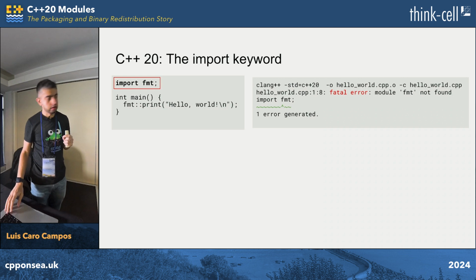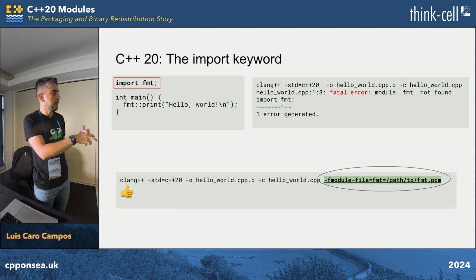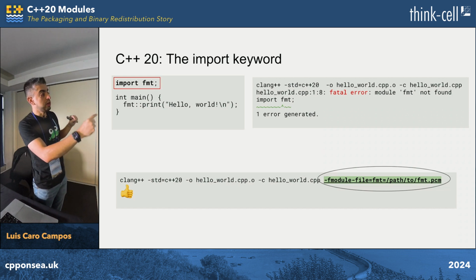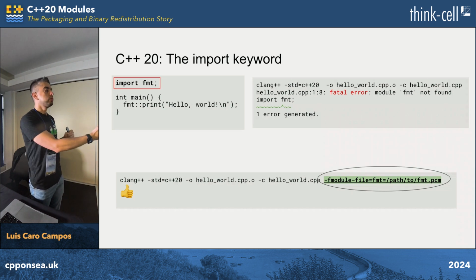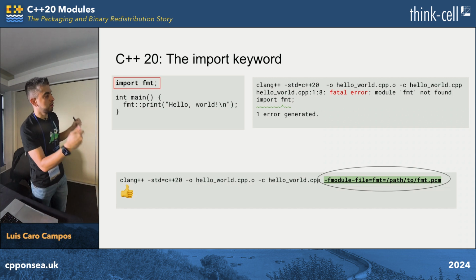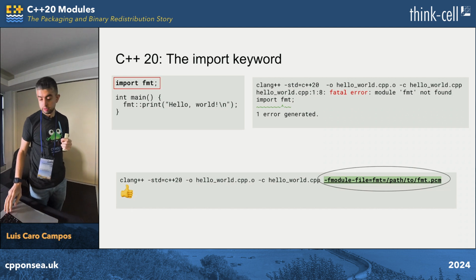But what does that actually mean? In this particular case, if I'm using Clang, I need to tell Clang where to find the module file for the named module fmt. That's a way of doing it. So I pass -fmodule-file=fmt= and then the path to this magical file, which is called fmt.pcm, which I'll get to in a second.